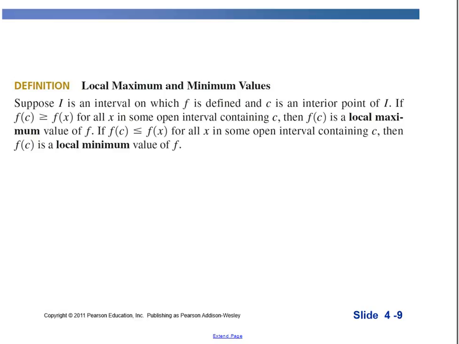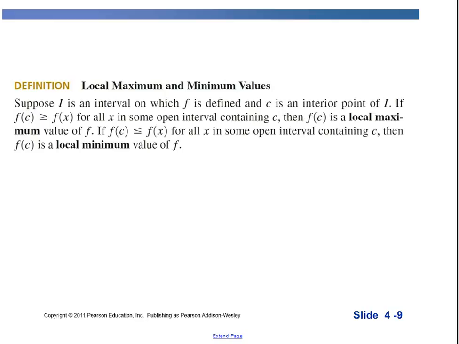Okay. Now, as far as local versus absolute, our local maximum and minimum values. Suppose I is some interval where f is defined and c is some interior point on that interval. If f of c is greater than or equal to f of x for all x in some open interval containing c, then f of c is a local maximum value. Just the opposite is true for the minimum. So that might have sounded a little bit abstract. What does that actually mean?